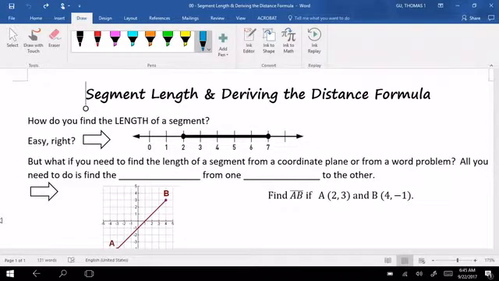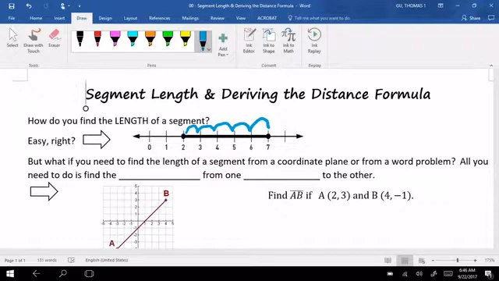Okay, so first, how do you find the length of a segment? Look from here, from 2 to 7. What's the distance between 2 and 7? Well, how would you write that mathematically? You can just count: 1, 2, 3, 4, 5. But how would you write that mathematically? How do you find 5?